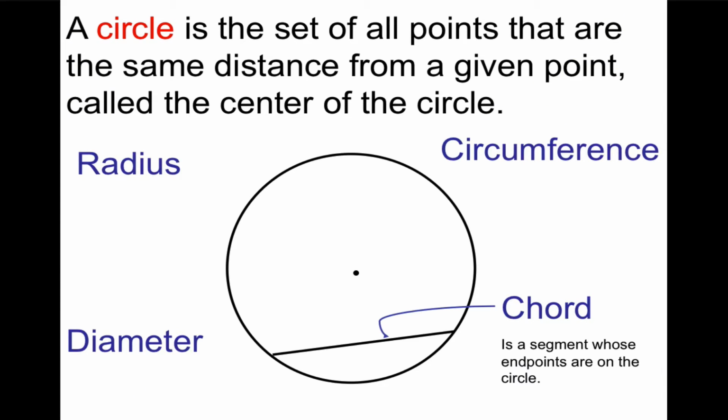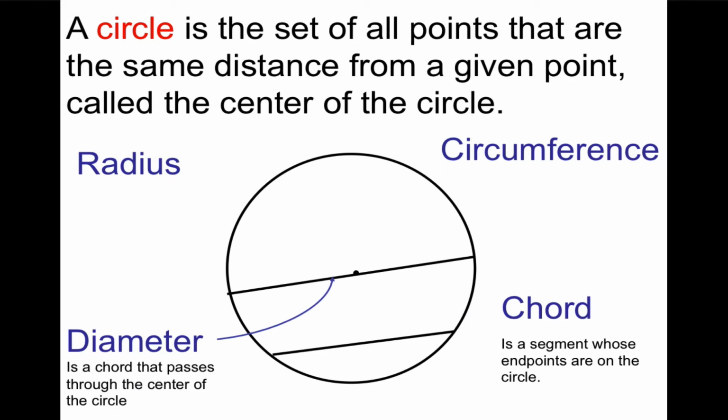So to begin, a chord is a segment whose endpoints are on the circle. And we already know a segment is a part of a line that has two endpoints. So now if the endpoints are on the circle, you have a chord. A diameter is a special kind of chord. It's a chord that passes through the center. It's the longest chord possible.